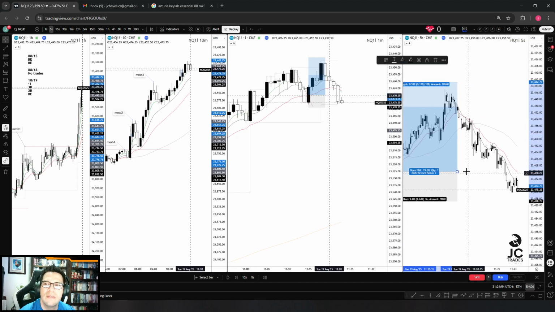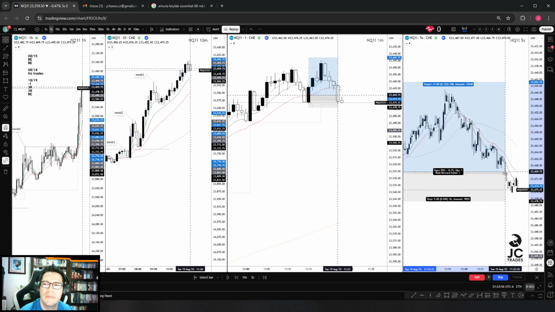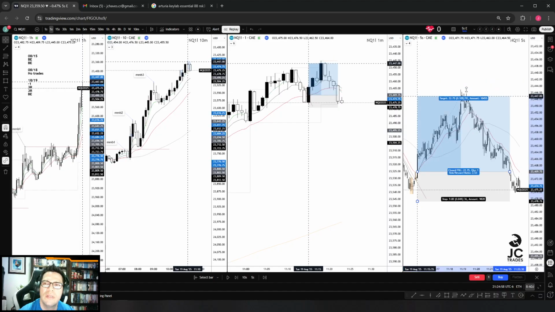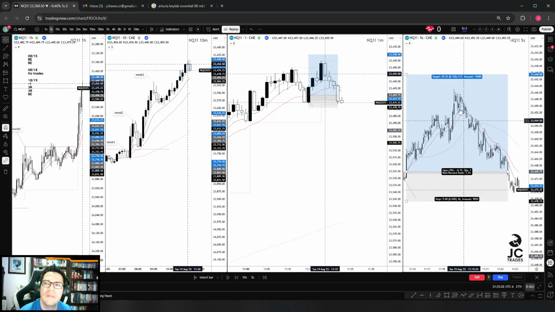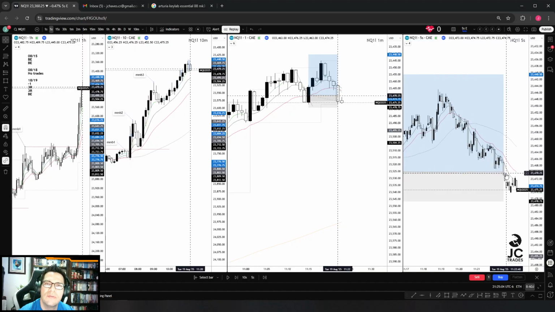So in this case, this one would have ended up as a break-even after almost reaching the 3R. It came up to 2.75 and then came its way all the way back to entry point.